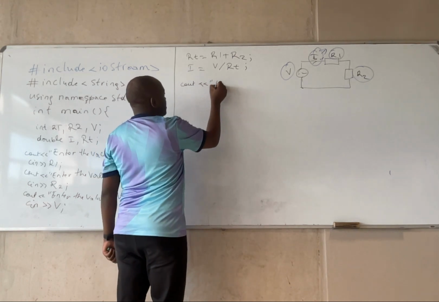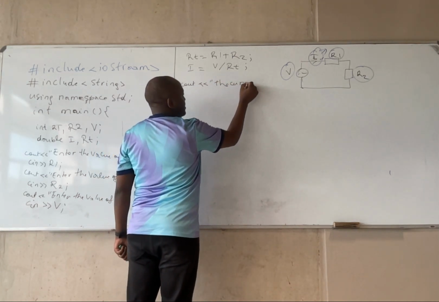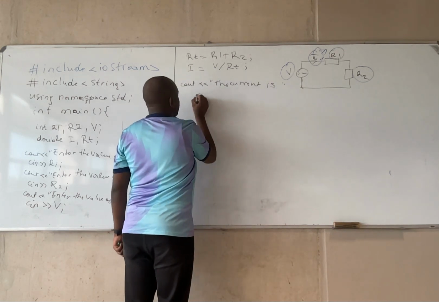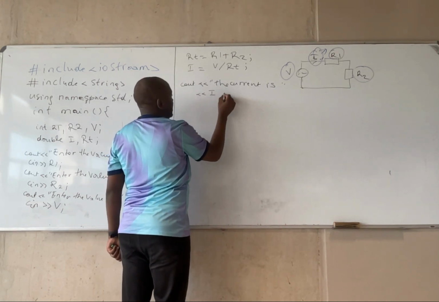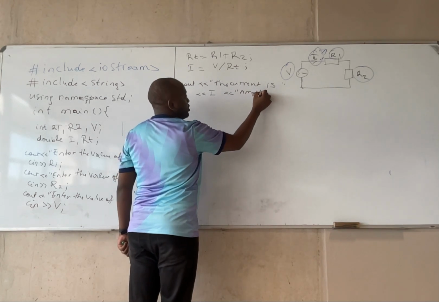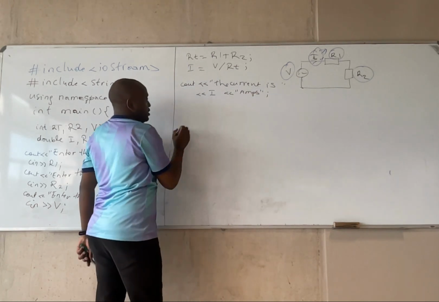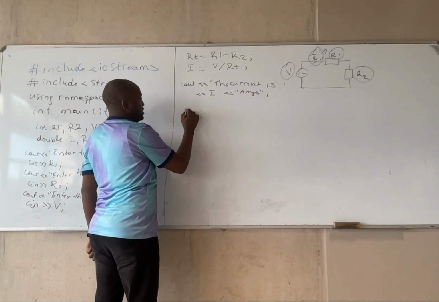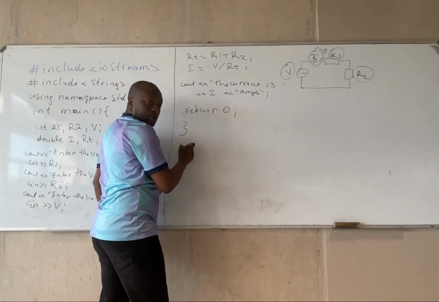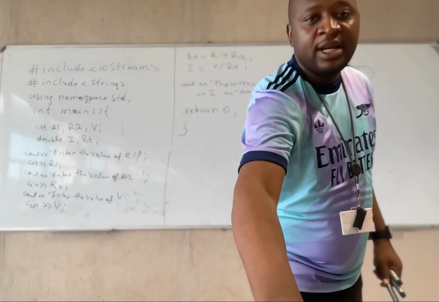And then from there, now you've got your current, then you can display. Cout the current is, and then you display your current, and then I always want you to put your unit, and after that you will return 0, and then you close.